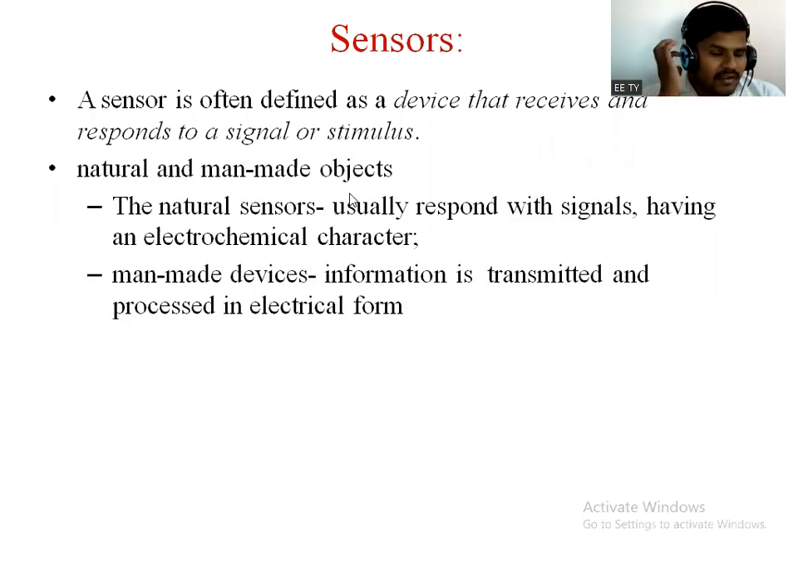Now there are some types of sensor. Mainly there are two types of sensor. The first one is natural and the second one is man-made. So that means a natural object and man-made. See, the natural sensor is present in the living organism. It is called a natural sensor, right?